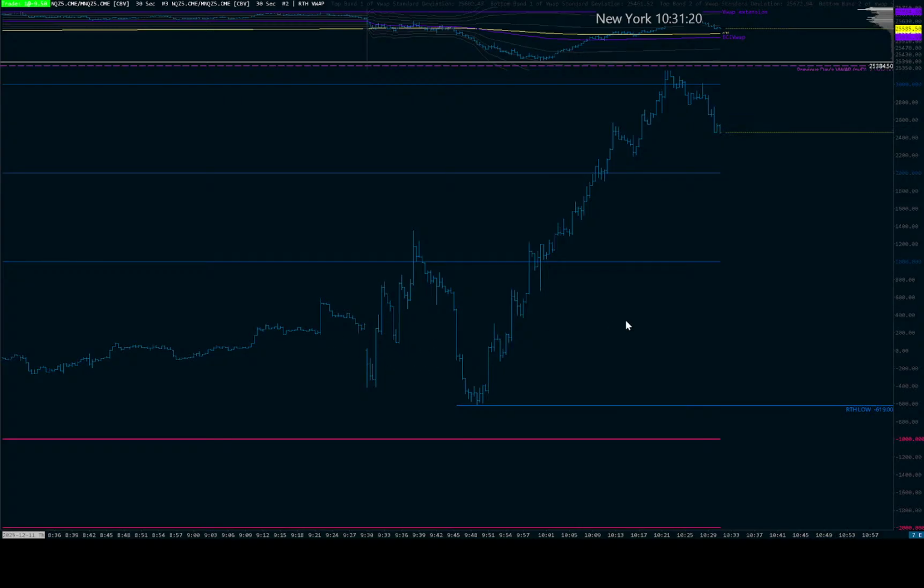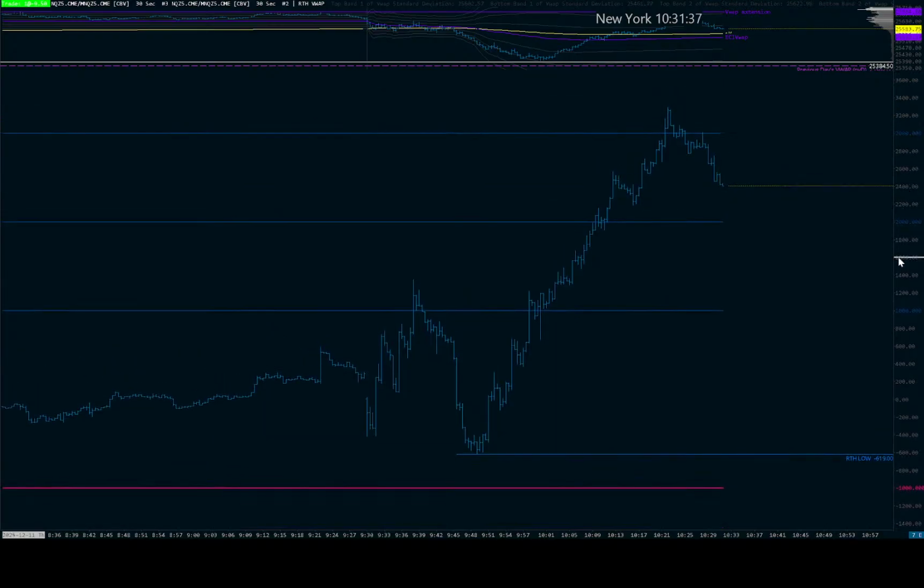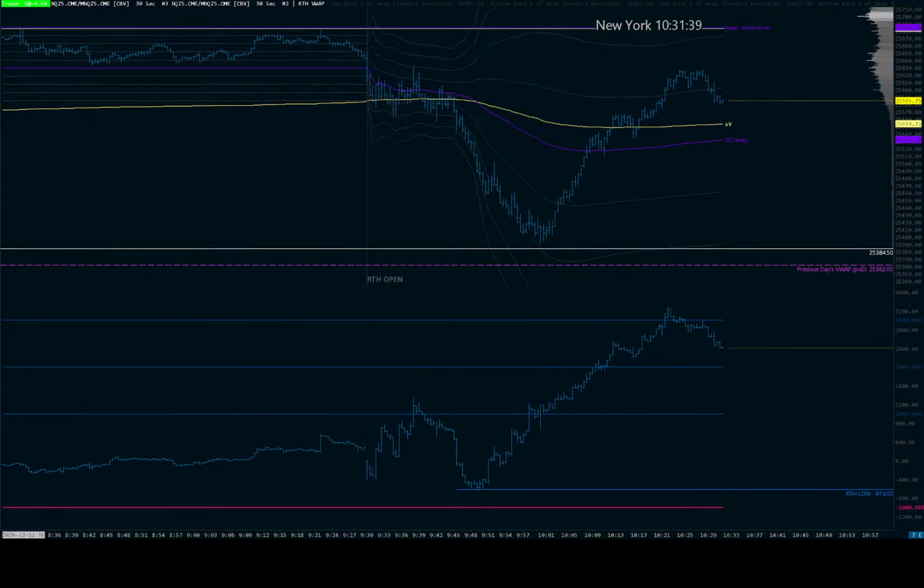Like, I would find myself having to wait and wait and wait for trades, and so I've been paying more attention to this. What is happening off of the RTH open, and how do I get in alignment with that earlier? And yeah, it can be difficult, that's for sure.